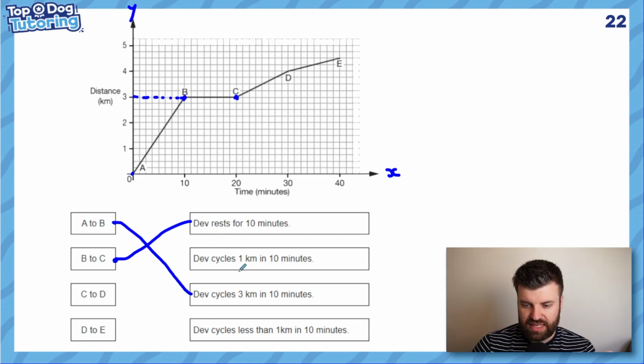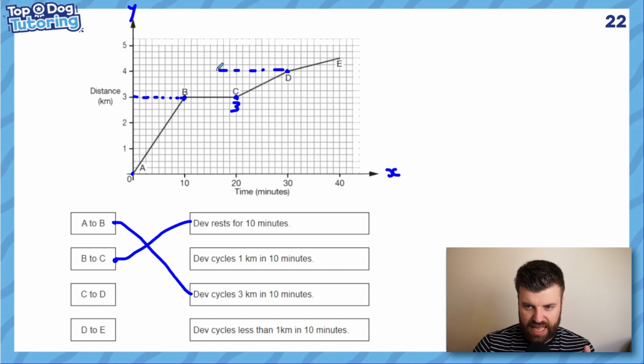Now let's go from C to D. We've got two options left here. Either Dev cycles 1 kilometer in 10 minutes, or Dev cycles less than 1 kilometer in 10 minutes. So is it 1 kilometer or less than 1 kilometer? Let's find out. He starts C at 3, which we've already worked out, and he ends at D.